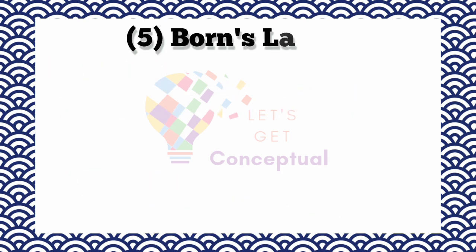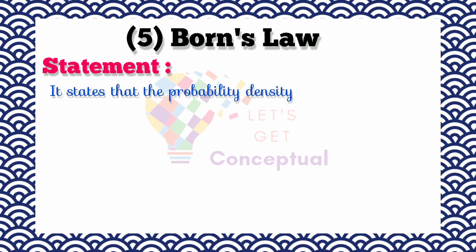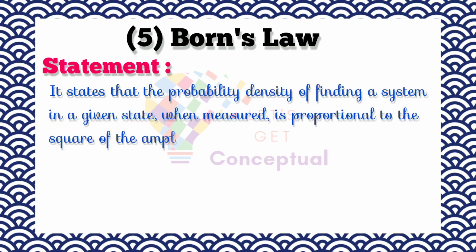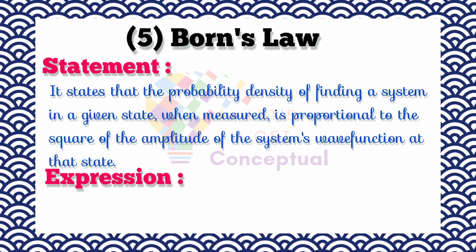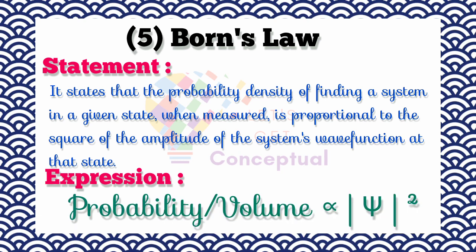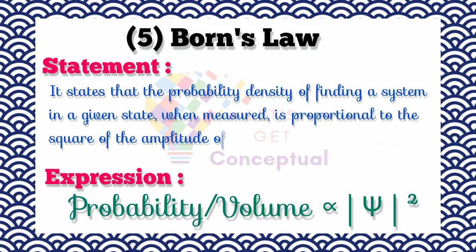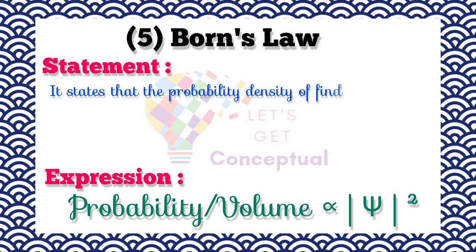Number 5. Bohr's law. Statement. It states that the probability density of finding a system in a given state when measured is proportional to the square of the amplitude of the system's wave function at that state. Expression. Probability over volume is proportional to wave function squared.